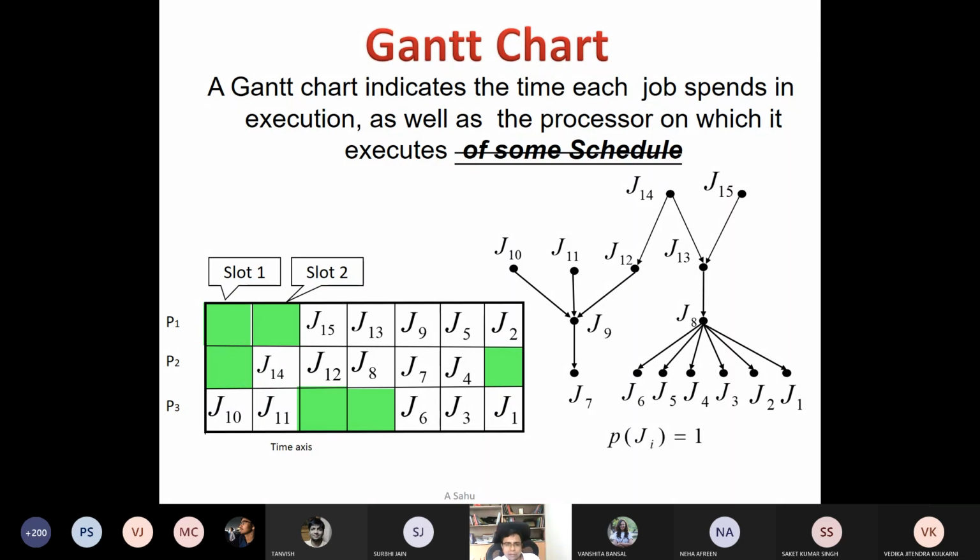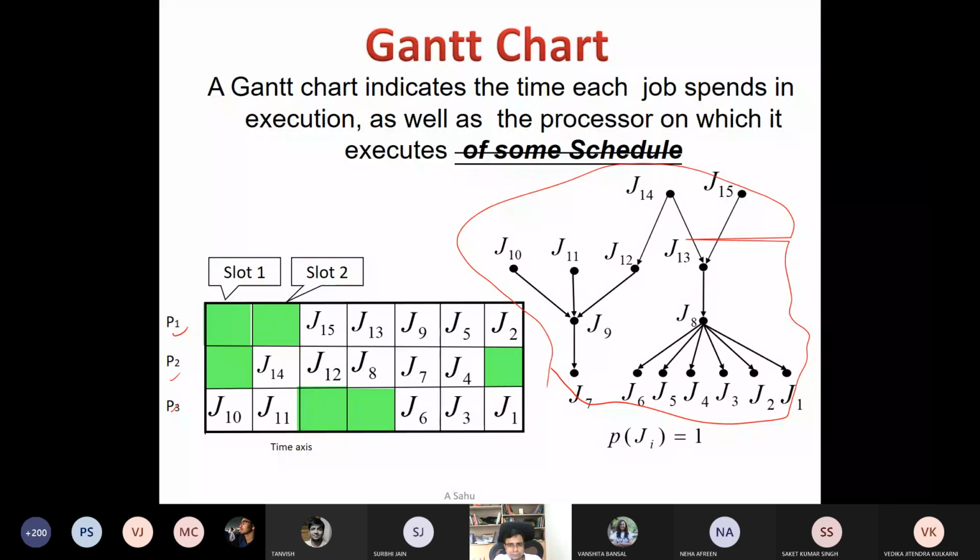This is a task environment, and we have around 15 jobs arranged in some DAG format. We have 3 processors, we have to execute on 3 processors, and we're showing some Gantt chart. Here we are not saying whether it is optimal or not, but we are showing some schedule, just giving an example of a Gantt chart.